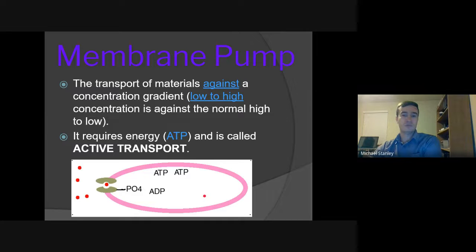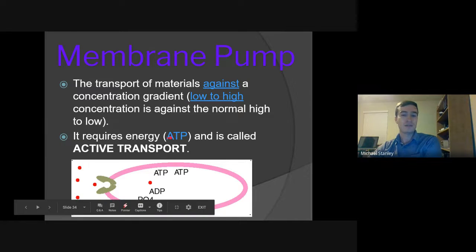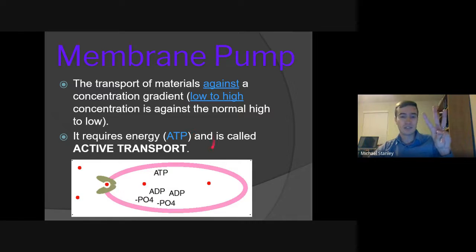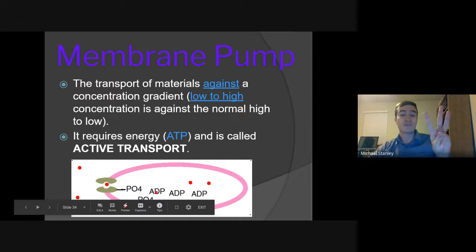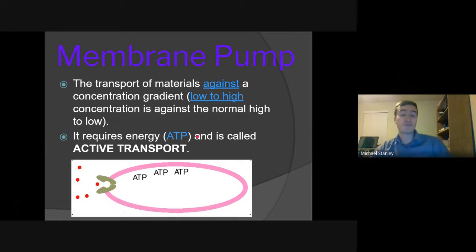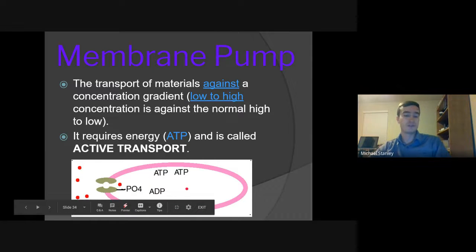ATP stands for adenosine triphosphate, like 3. ADP stands for adenosine diphosphate, like 2. So when we break off one of those phosphates, it goes from a 3-phosphate to a 2-phosphate group. You don't really need to know that, but that's why the ATP becomes ADP. It breaks a phosphate, and that energy gives energy to the protein.